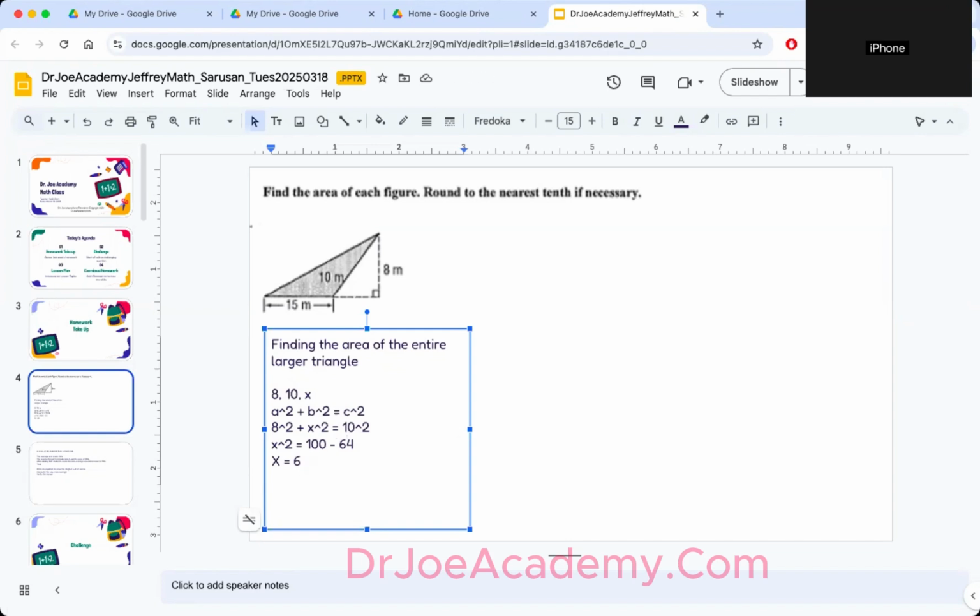So now at the bottom, we have a 6 for the dotted line and 15 for the other line. Let's see.